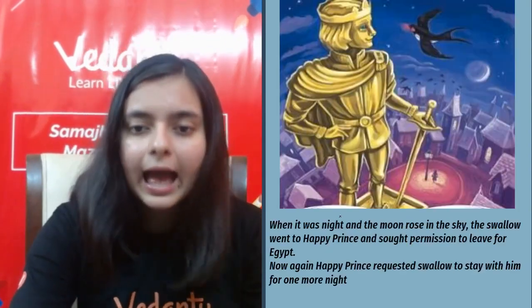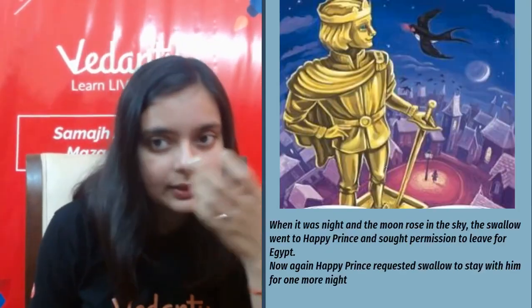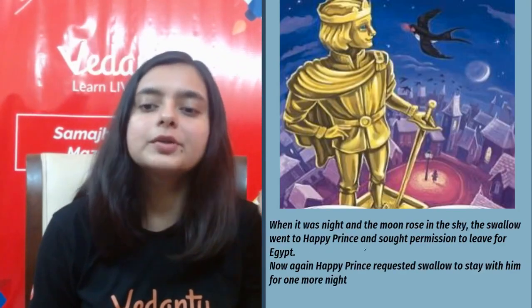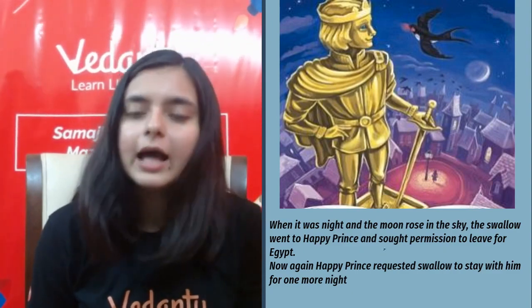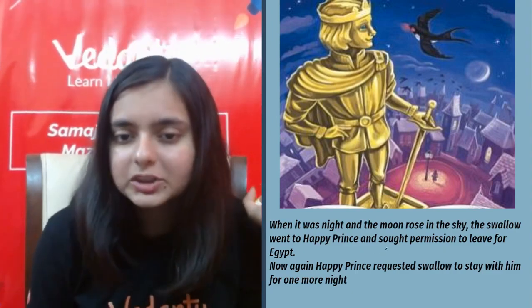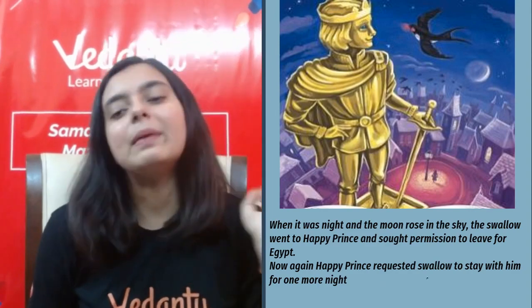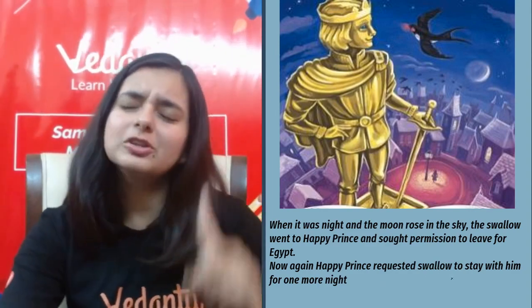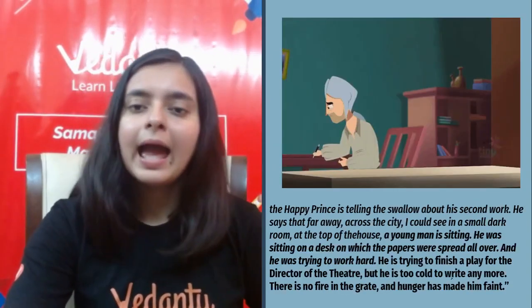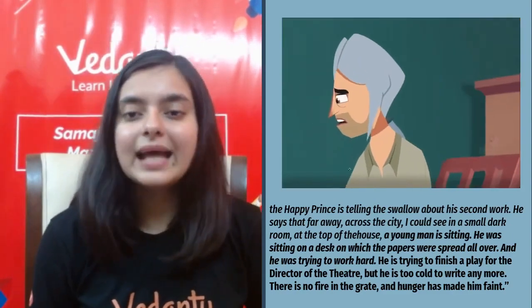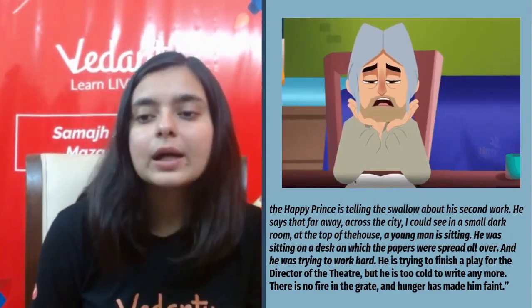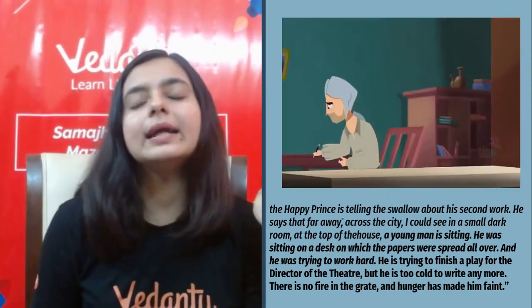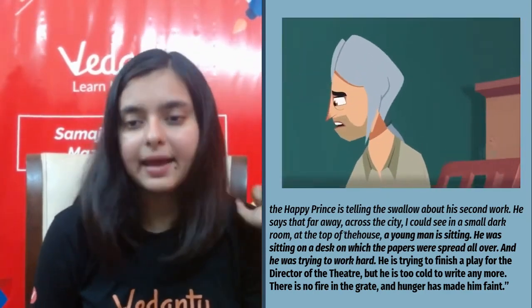He was very happy. But then, when it was night and the moon rose in the sky, the swallow went to the happy prince seeking permission. So now he asked, now can I go to Egypt? And again, the happy prince requested him to stay with him for just one more night. The happy prince tells the swallow about his second work. He is now prepared to send him for a second errand.